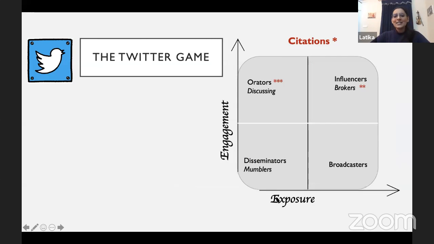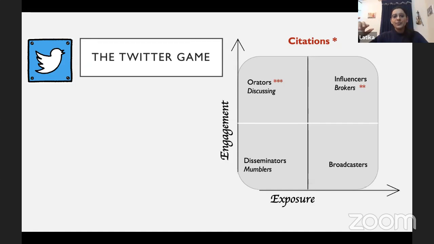And the Twitter game is not as simple as it seems. There are different kinds of people who tweet. And it has been shown clearly by research that citations accumulate based on specific kinds of Twitter engagement. So there are the disseminators or the mumblers, the broadcasters, who just retweet everything, a lot of stuff, so a lot of junk, but this may not necessarily translate into citations. And then there are the orators who discuss your research. Suppose you published a systematic review of smartphone apps, and someone asked, which app did you find the best? Because we just tweeted about it, and someone wants to discuss it. And then they tag another person and a third person, and then it becomes a thread.